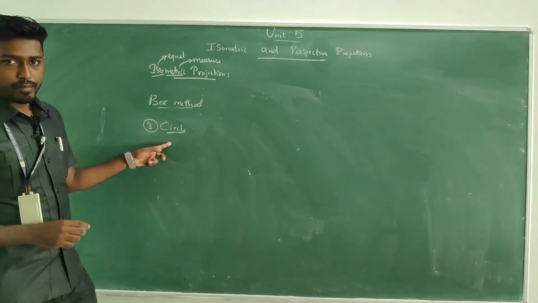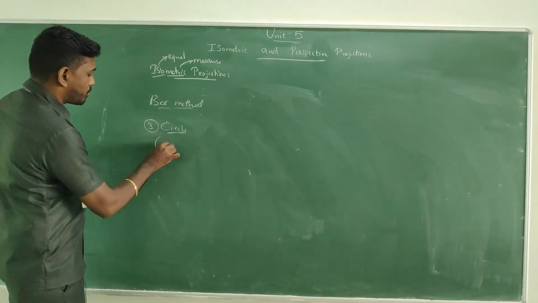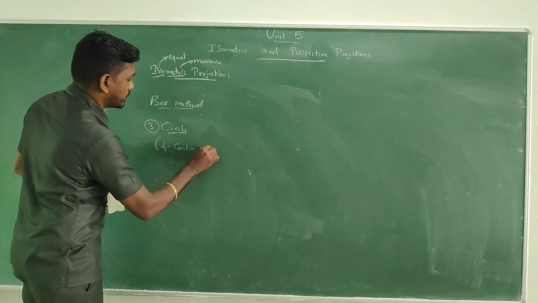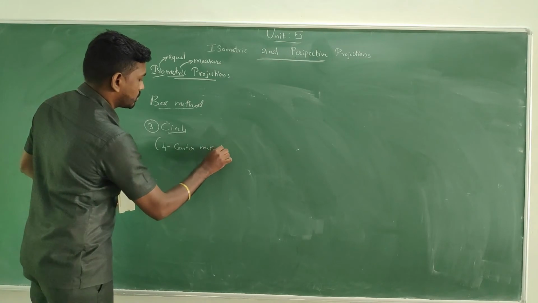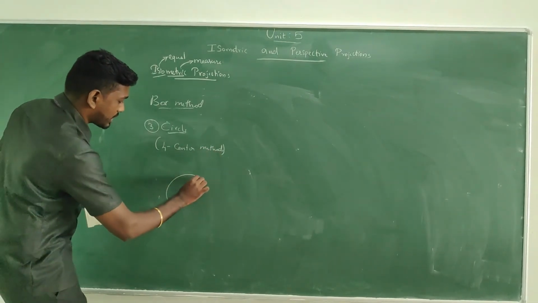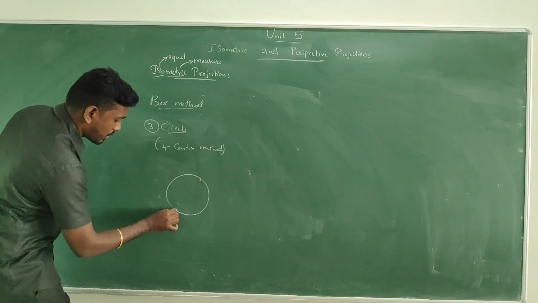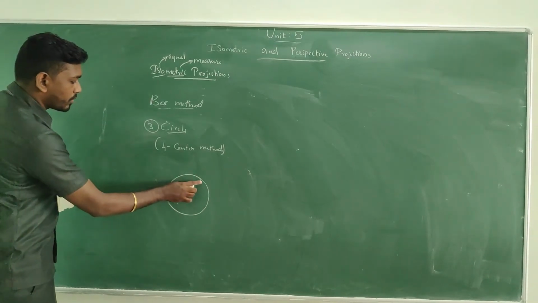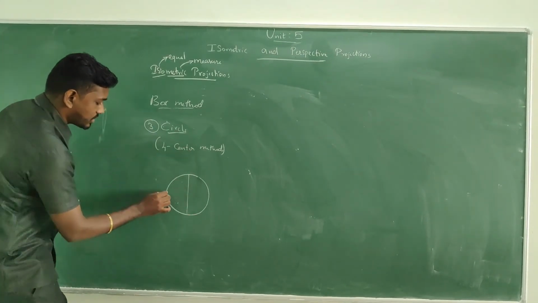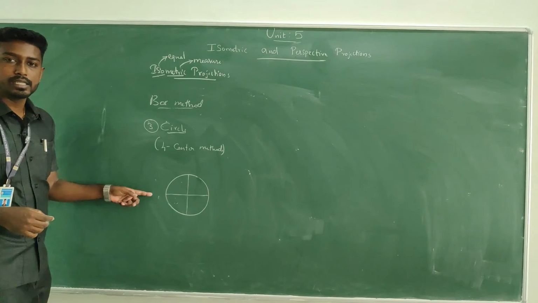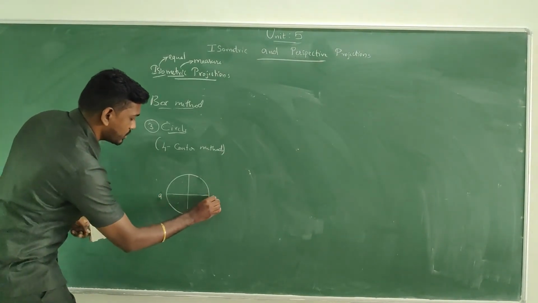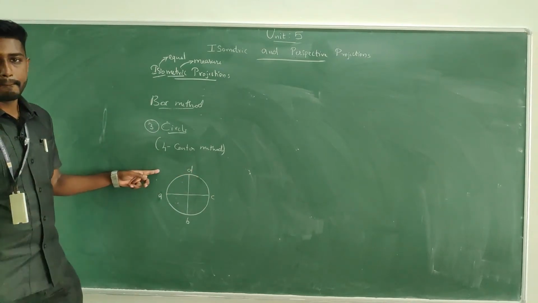In circle, we follow the method called the four center method. We know the shape of the circle. This is the shape. When you want to convert it to isometric view, we need to divide this circle into 4 equal parts. I am going to specify this as A, B, C and this as D.